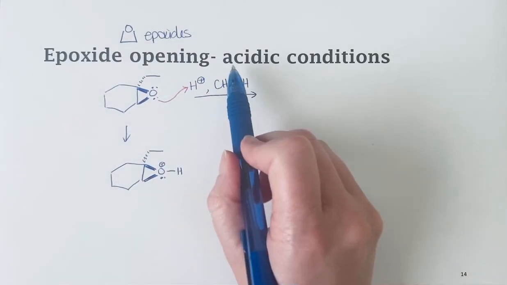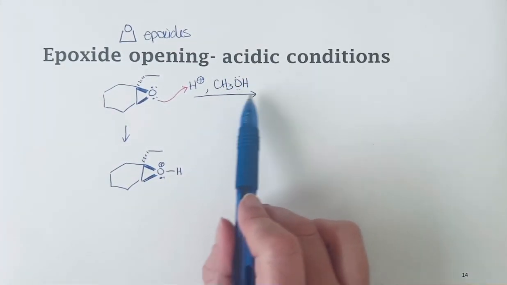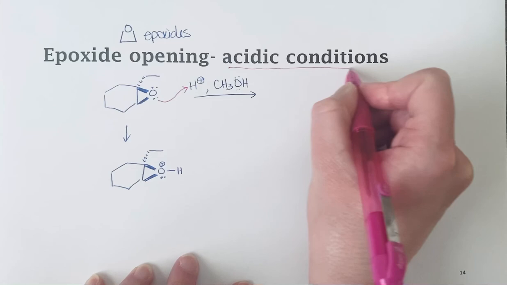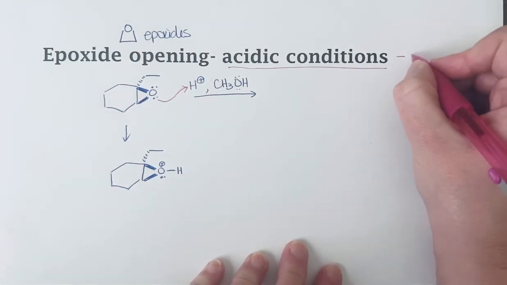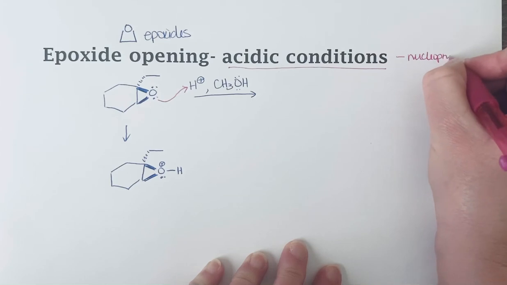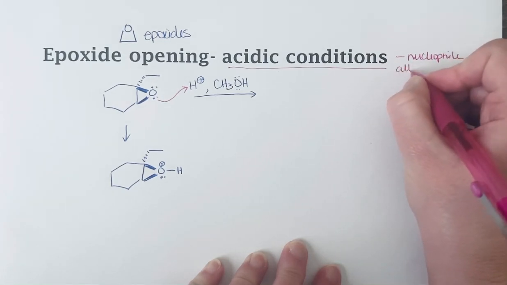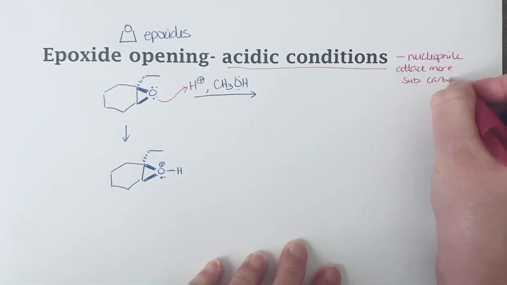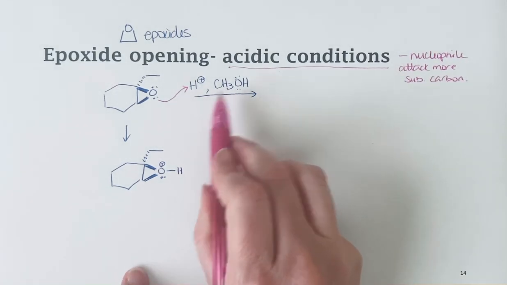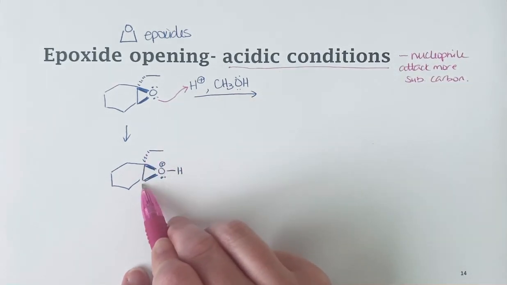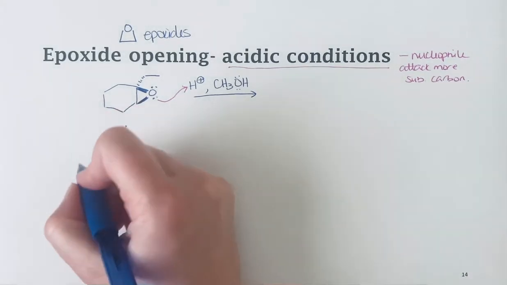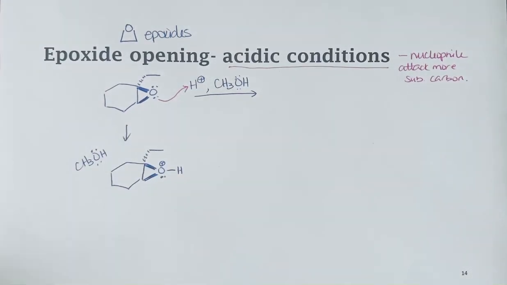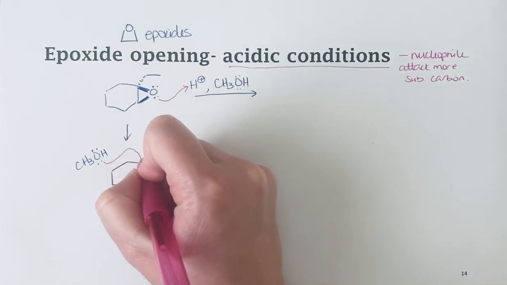And so when we open this up, we need to consider where the nucleophile is going to attack. Under acidic conditions, and this is the key difference between acidic and basic conditions, the nucleophile will attack the more substituted carbon of this epoxide. So I'm going to show the methanol attacking this carbon here rather than the bottom carbon in this example. We're going to pay attention to the stereochemistry because this attack is all in one step. So it's pretty much an SN2 type attack.